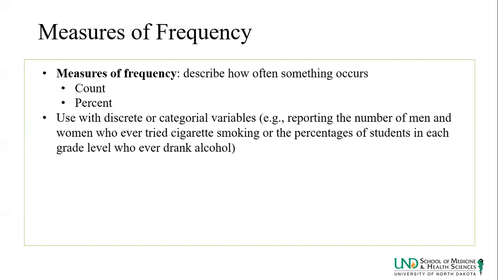As I mentioned on the previous slide, measures of frequency are one common type of descriptive statistics. Measures of frequency describe how often something occurs. This is generally seen with counts or raw numbers, as well as seen with percentages. These are used with discrete or categorical variables, which, as you learned in the first webinar, are variables with a limited or finite number of possible values, such as gender, for example. In SEOWS data, these types of statistics are seen with reporting stats, such as the number of men and women who ever tried cigarette smoking, or the percentages of students in each grade level who ever drank alcohol.